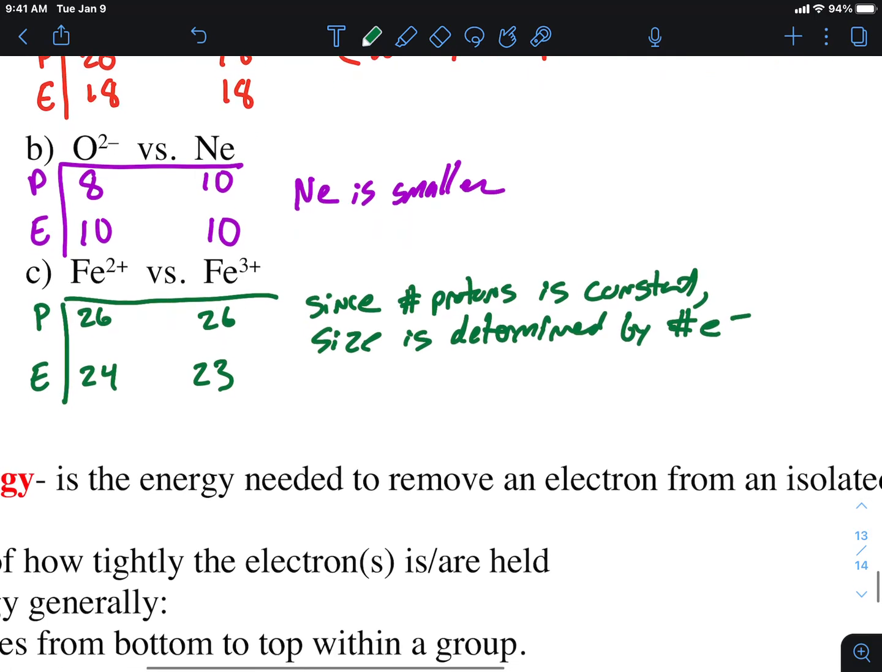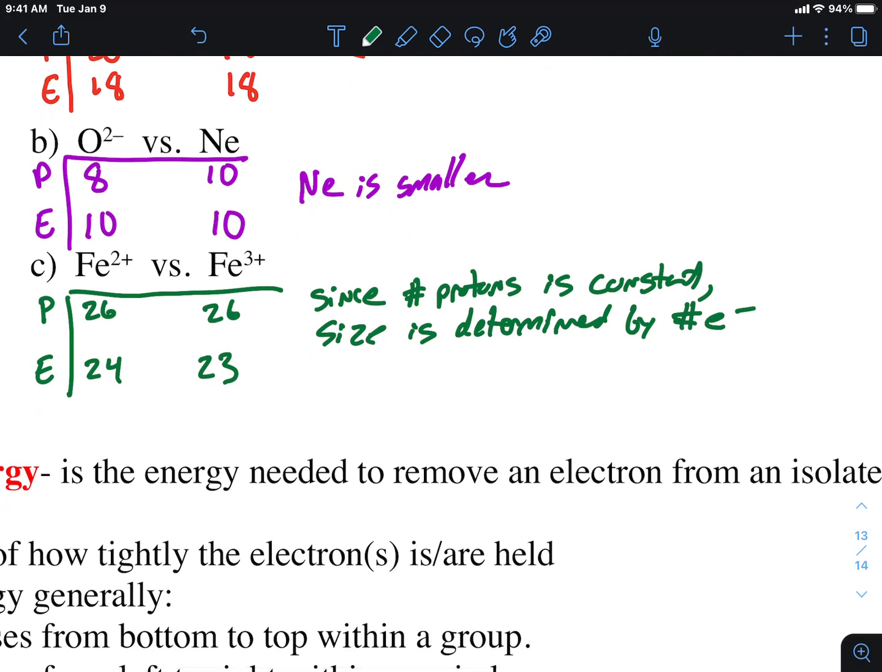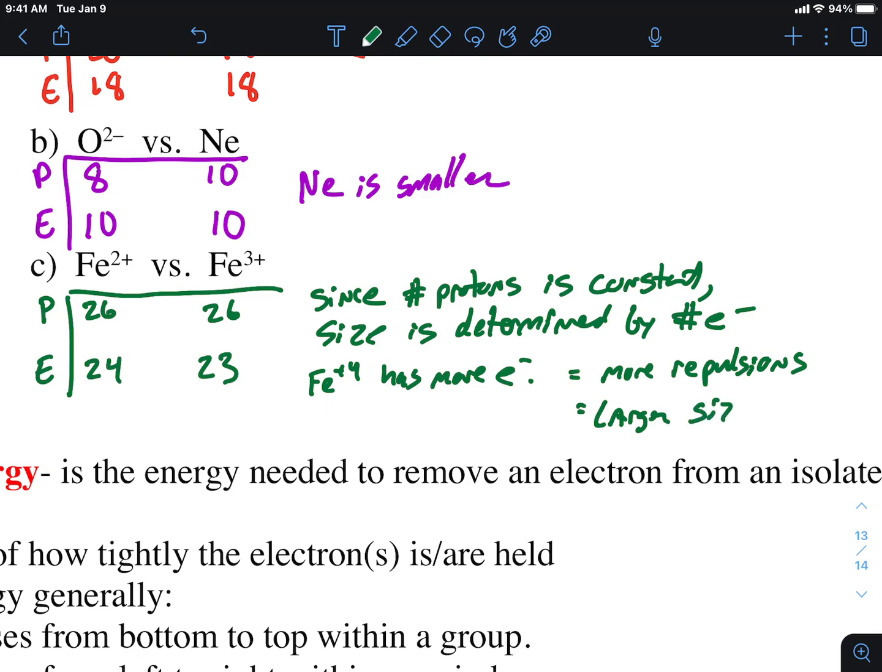So the number of electrons. Okay, so we have Fe plus 4 has more electrons. That means more electron repulsions, which take up more space. Oops, it's not Fe plus 4, it's Fe plus 2. Fe plus 2. Okay.